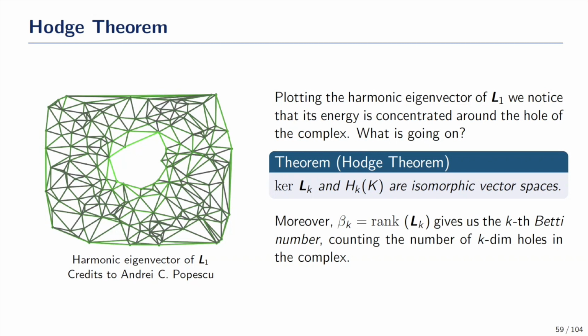So this is a topological property. Even if we deform this mesh you see here, or simplicial complex, homeomorphically speaking, and maybe we add more triangles and whatever, that's not going to change. We're still going to have a kernel of dimension 1.